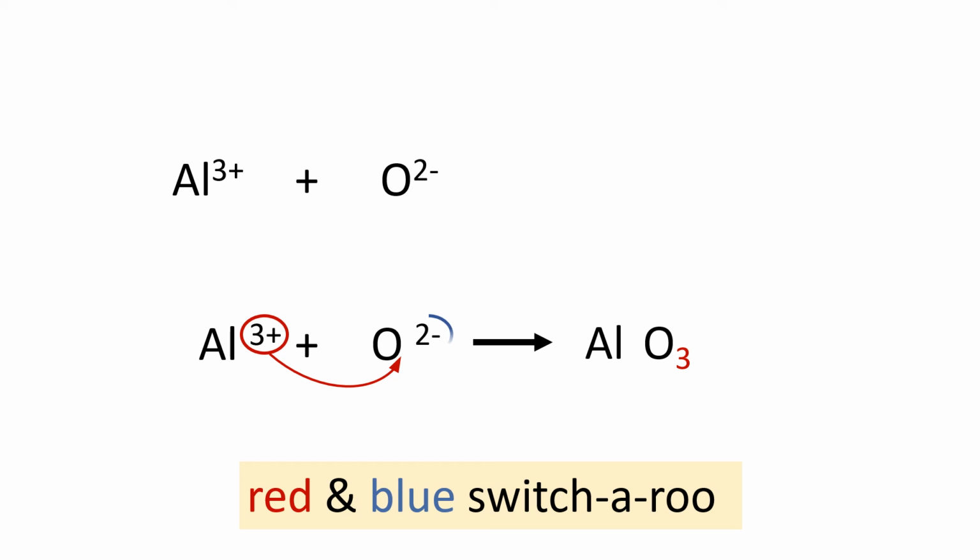And if we take the magnitude of the charge on our oxygen and drop it in the subscript of our aluminum, it's going to look like that. And bam, we are done. If you want to do the math, go ahead, prove it to yourself. But this is the red and blue switcheroo. It works every time. And that's it. That's how you balance an ionic formula.